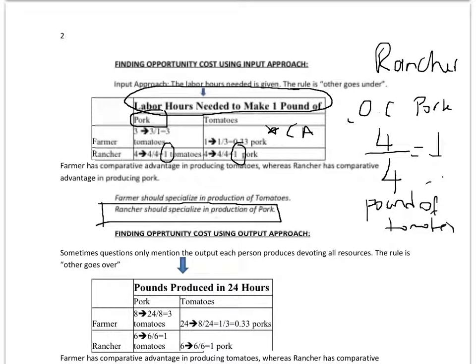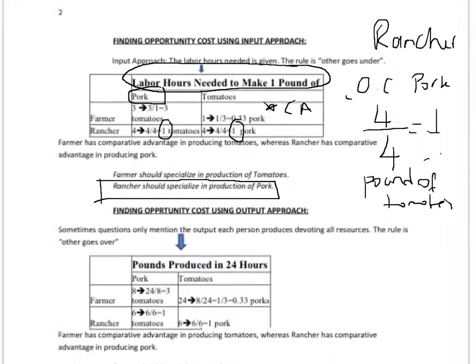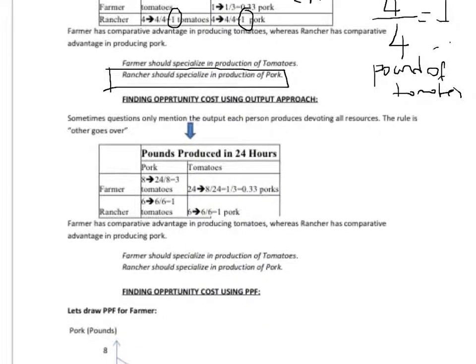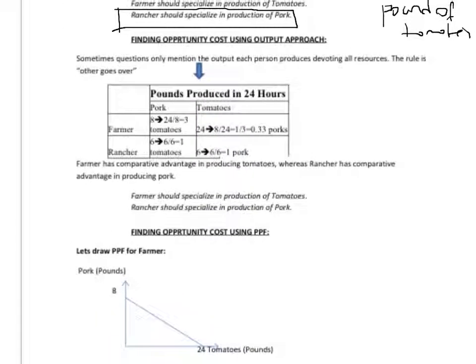Now let's look at another way of finding opportunity cost, because some of the questions give you the pounds produced in 24 hours instead of the labor hours needed to produce. We call this the output approach. In the output approach, on the top part of the table, you will see pounds produced. That is the output produced in 24 hours or in some other units, but the produced output should be given on the table. And the rule is very simple to find opportunity cost: the other goes over.